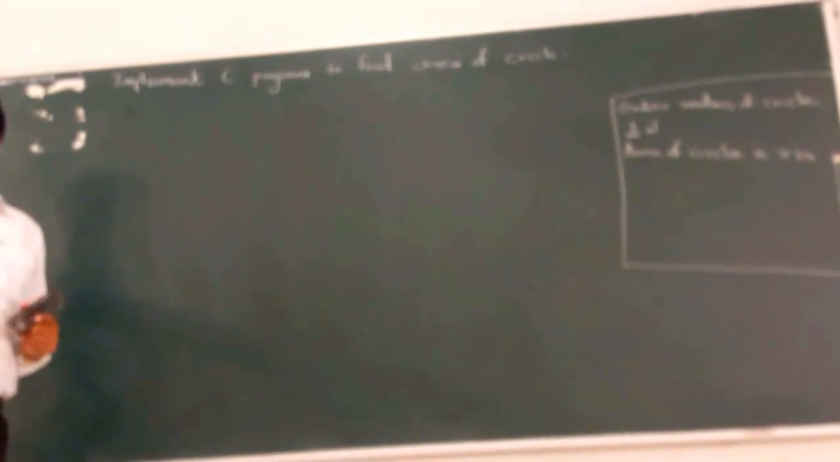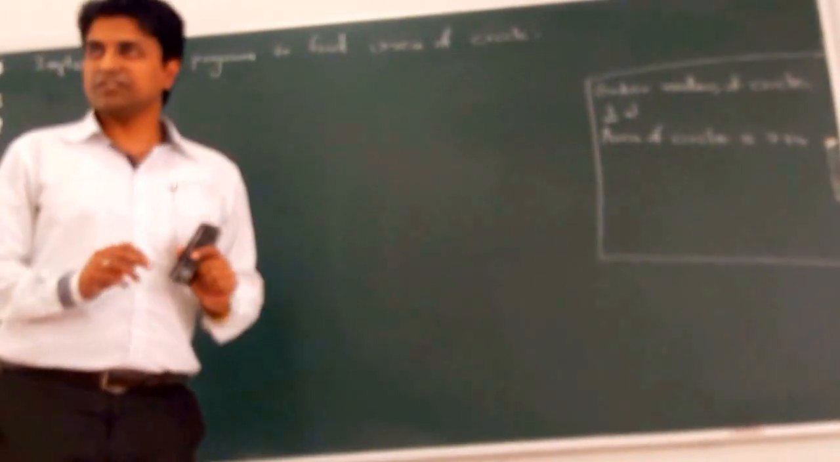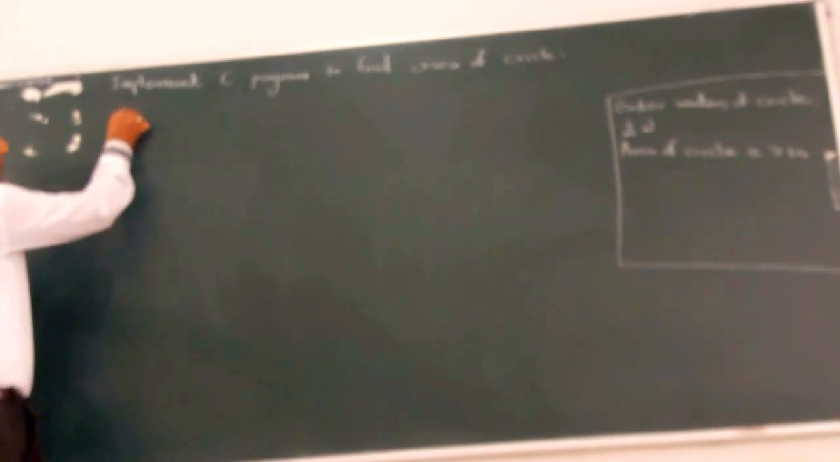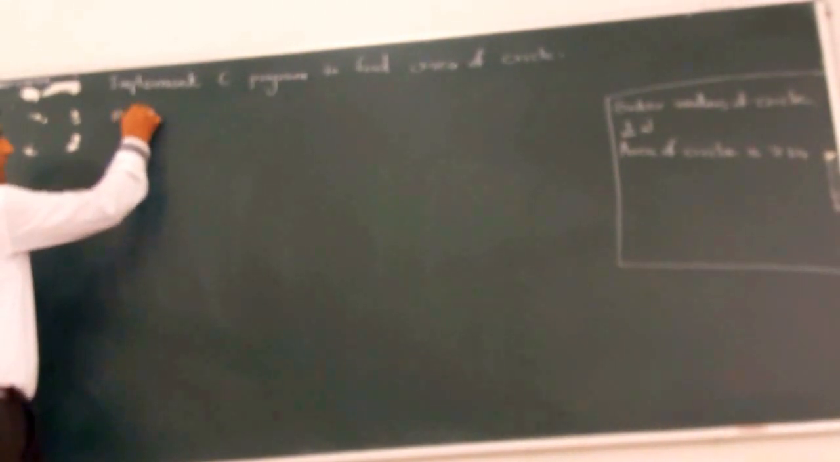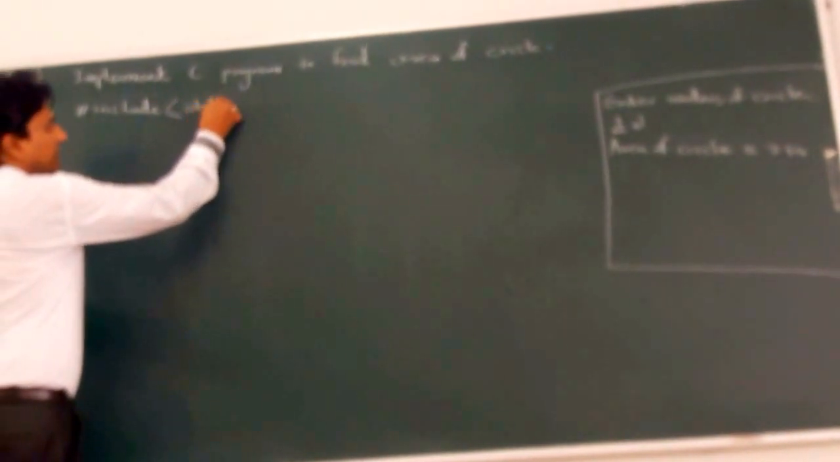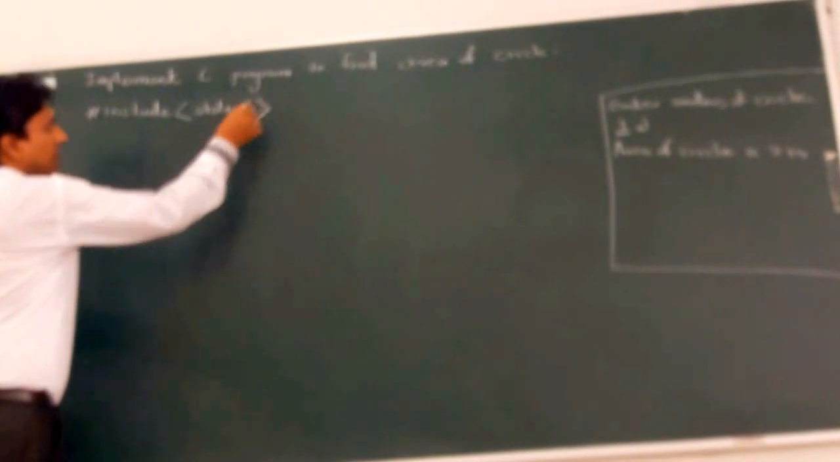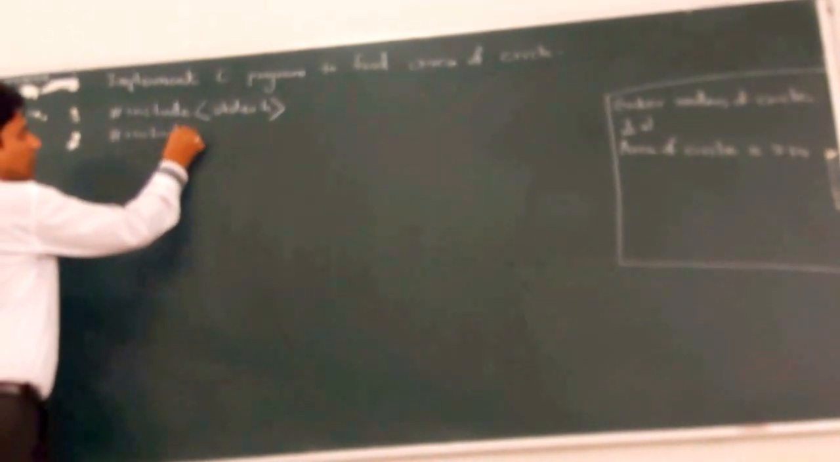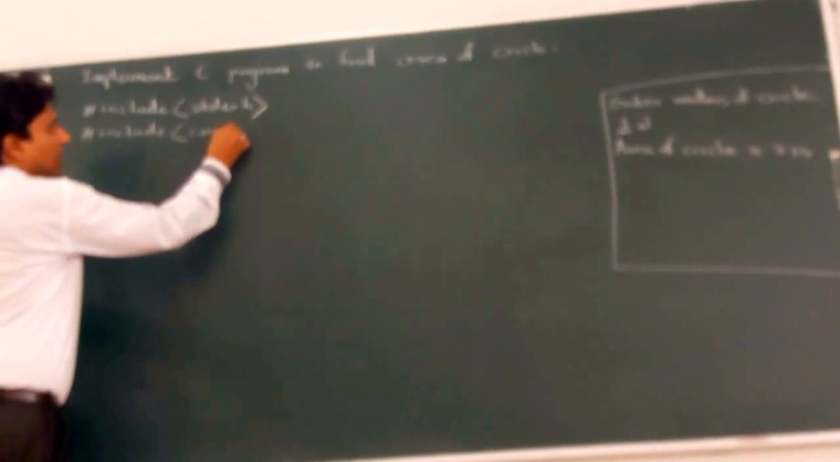Now we can design our code part. First is the header part, the header section. So include the header files which we require, that is stdio.h and conio.h. So hash include stdio.h. Next, include conio.h.